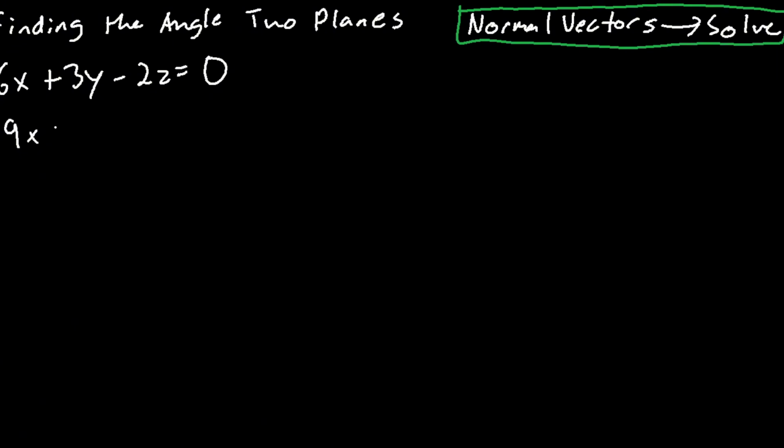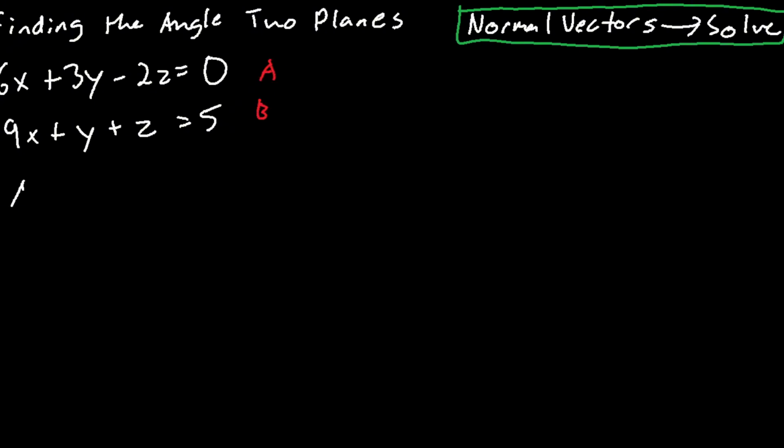Negative 9x plus y plus z is equal to 5. This number at the end doesn't matter when you're finding the angles between the two planes. Let's get the normal vectors. So this is plane A and this is plane B.